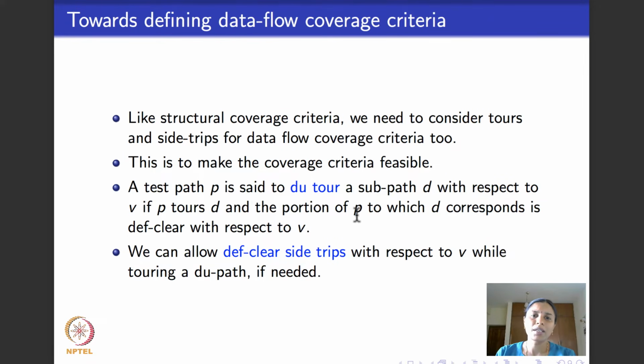We say a test path P is said to detour a subpath D as long as it tours the subpath D and the subpath that it tours is definition free for that variable. Remember, the only thing that we insist is that once it's defined at a particular node, it reaches its use at another node. It could be through a direct test path or through a test path with a side trip or a detour. Irrespective of whether I take a side trip or a detour, I insist that that side trip or detour also be definition clear. And you can freely use side trips and detours whenever you want to get test paths to satisfy coverage criteria. This is exactly like we did for structural coverage criteria.